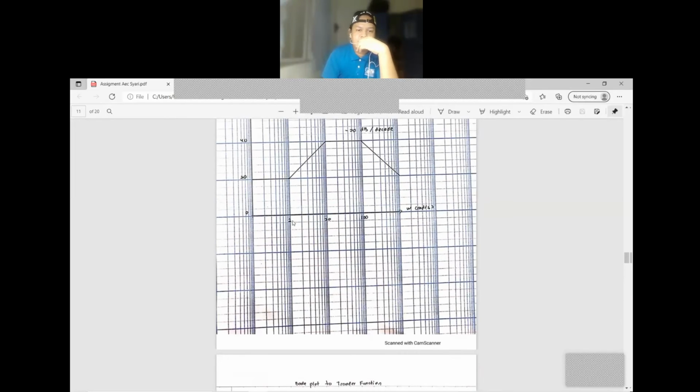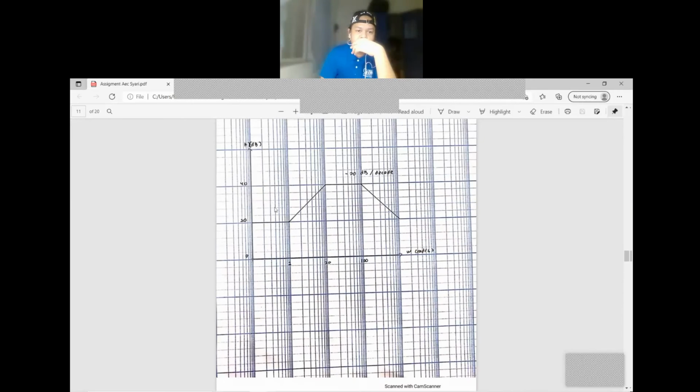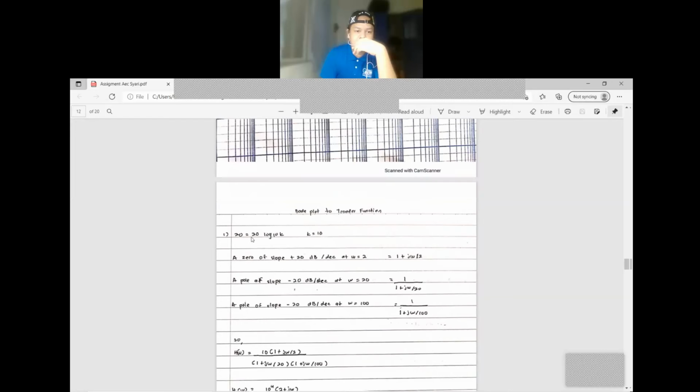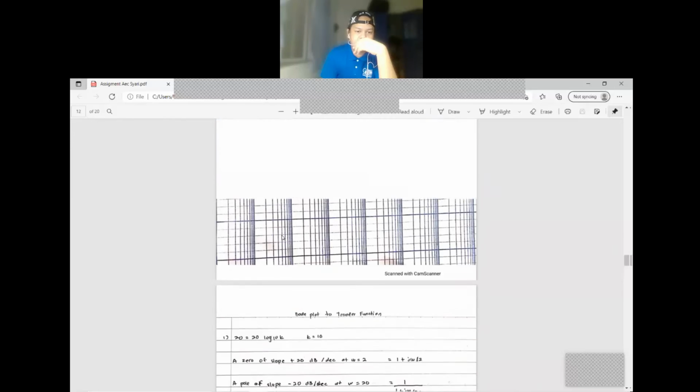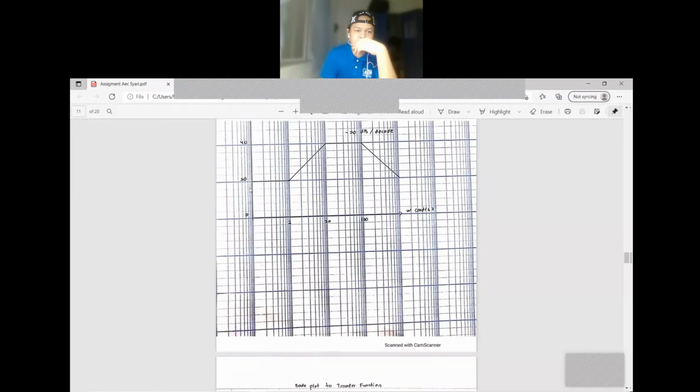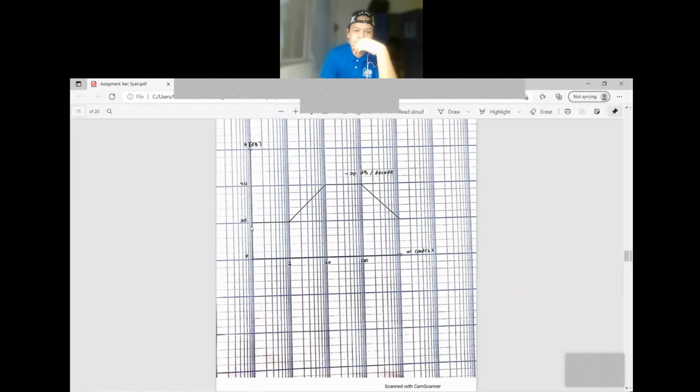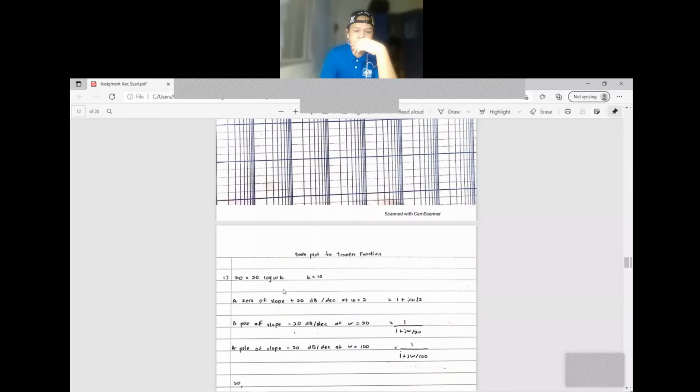Now the first step: we need to write down the first slope, the first line of the Bode plot, which is 20. We write down the formula 20 log 10 k, where we got the 20 from the starting 20. So we get k is equal to 10.